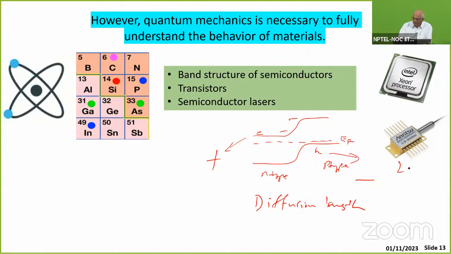Same thing in the laser. Any light emitting device. So basically, we have to filter down to the fundamental parameter that deals with the particles like electrons or holes. Then only quantum mechanics becomes important. Right?